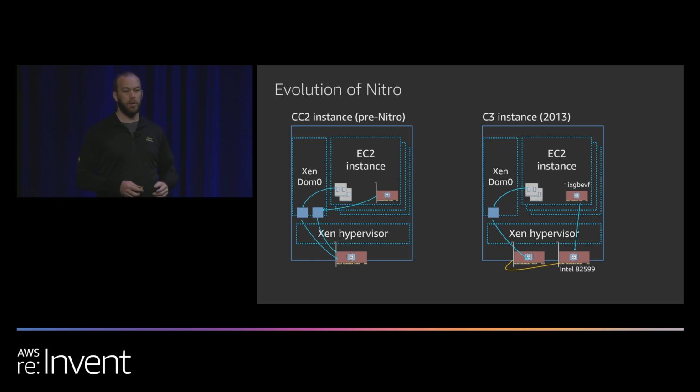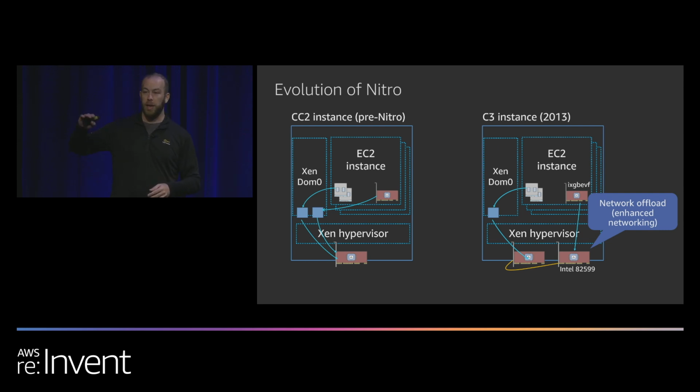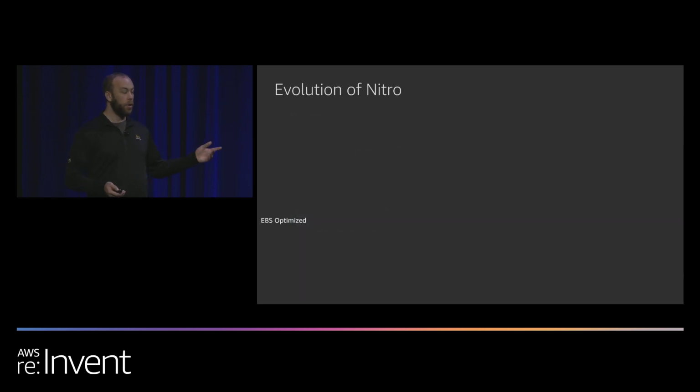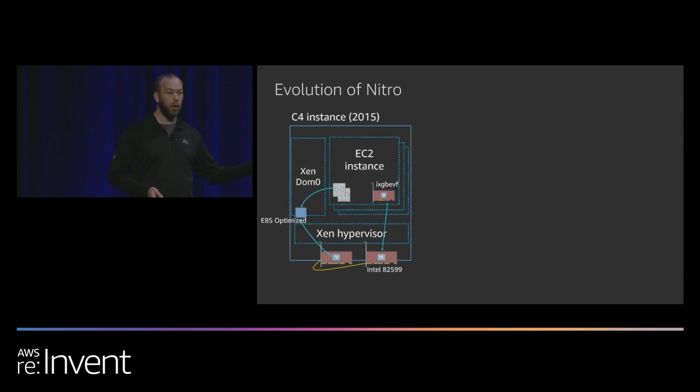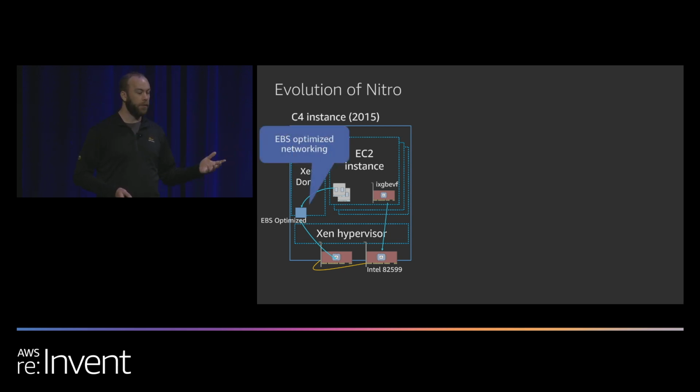So then with the C3, we started doing some of the Nitro work. So we took the networking and had an 82599 card that you could use with enhanced networking. So now you can skip that virtualized networking and directly use the network card. So it gets you better networking performance. And then with the C4, we did more. We took some of the storage components and pushed that off, and now we have storage optimized with EBS in the C4 instance.